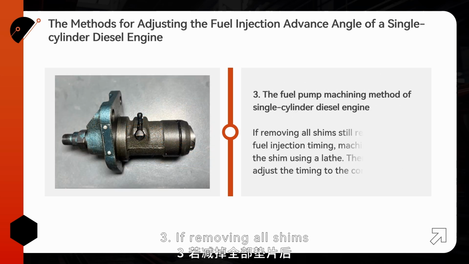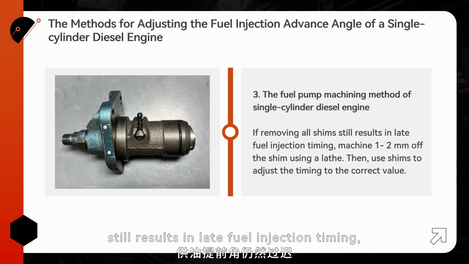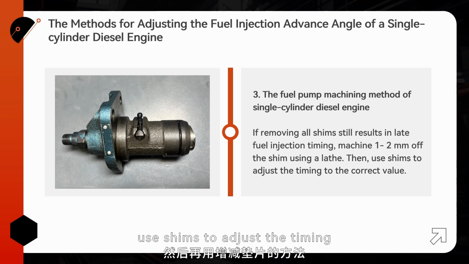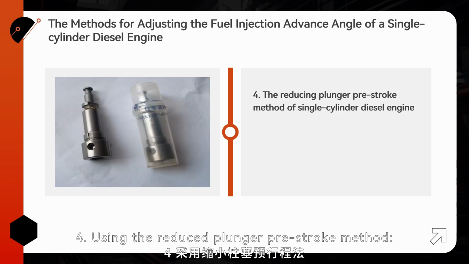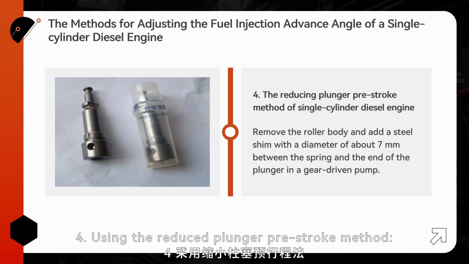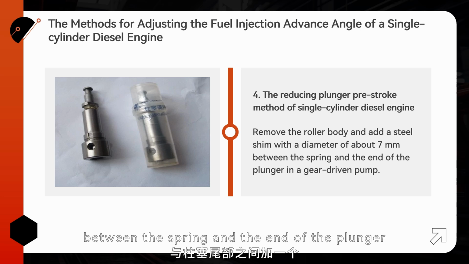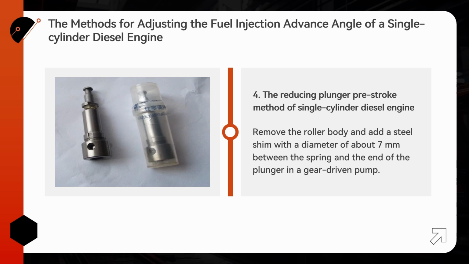3. If removing all shims still results in late fuel injection timing, machine 1 to 2 mm off the shim using a lathe. Then, use shims to adjust the timing to the correct value. 4. Using the reduced plunger pre-stroke method, remove the roller body and add a steel shim with a diameter of about 7 mm between the spring and the end of the plunger in a gear-driven pump.